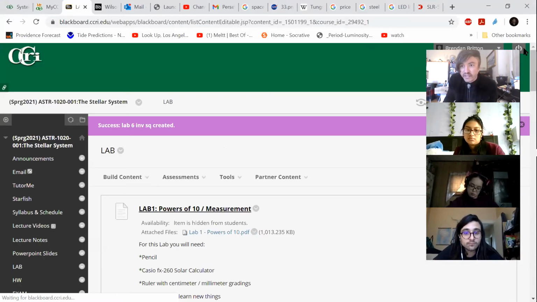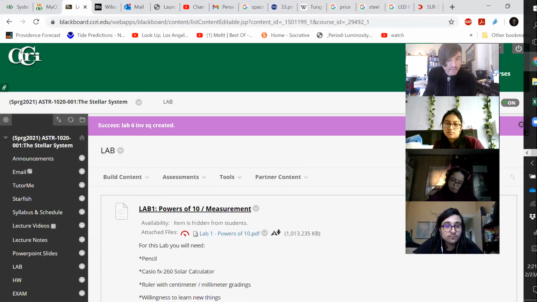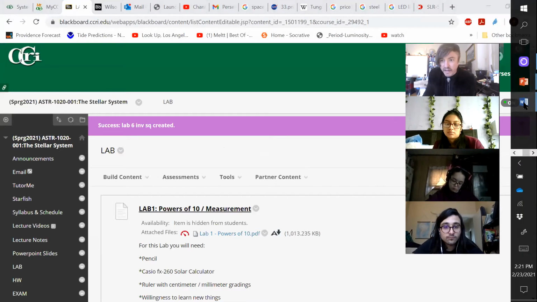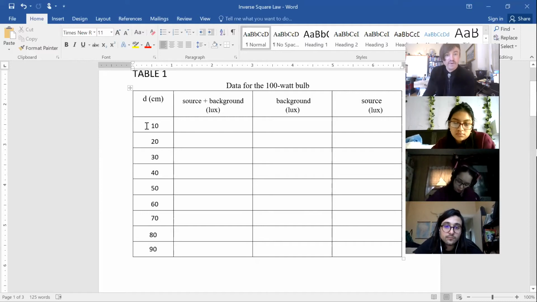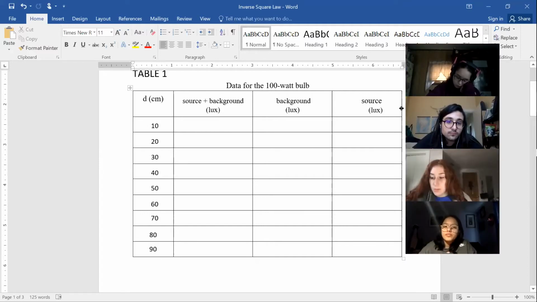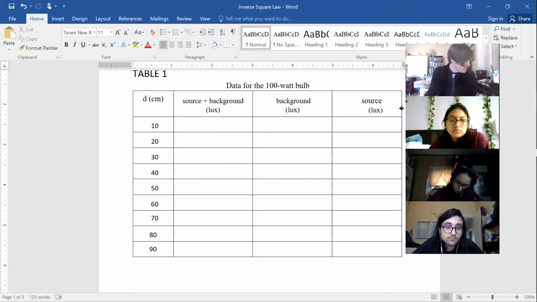I want to show you what I did to the document that I printed out here. As I explained to the students, the original document had us start at a distance of 30 centimeters. I changed it so that the first distance was 10 centimeters, 20 centimeters, 30, 40, 50, 60, 70, 80, 90. If you're using the PDF, like a couple of the students, you may have to rename that yourself on the paper.